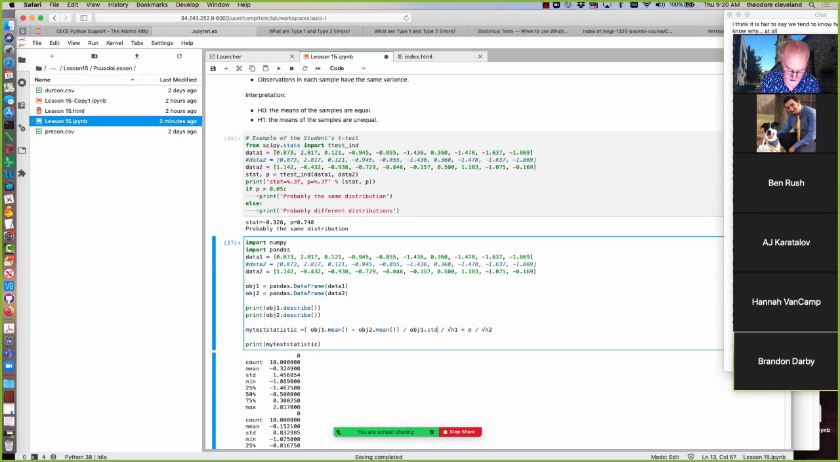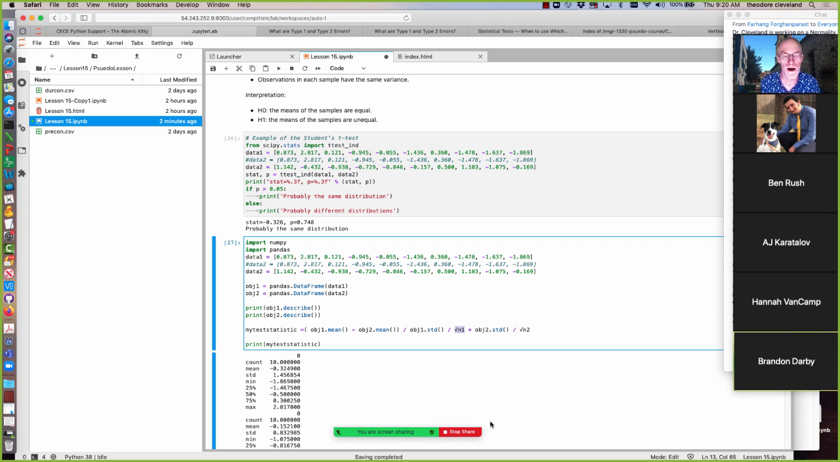We get our STD from that one. How do we get the second one? Object 2 dot standard deviation. Good. STD. And then we need to divide by the count of n1.